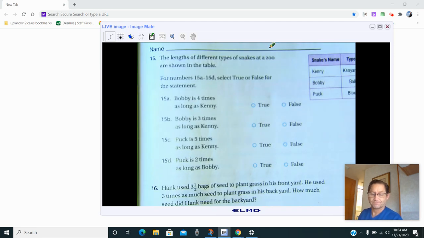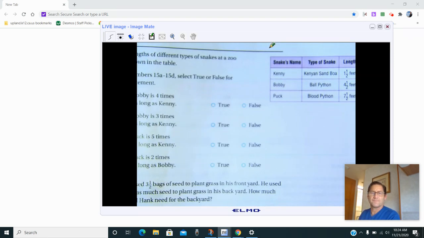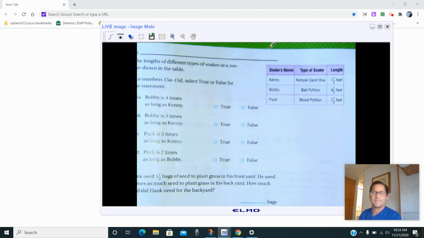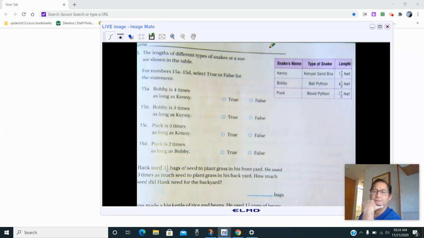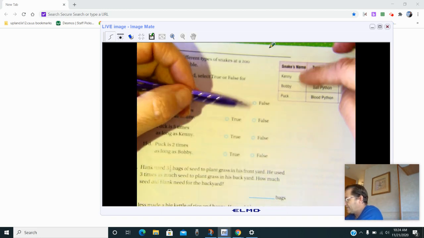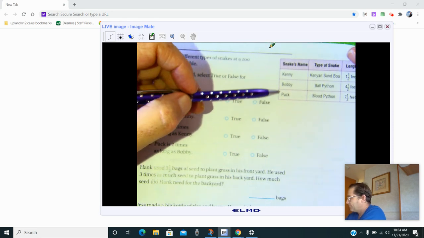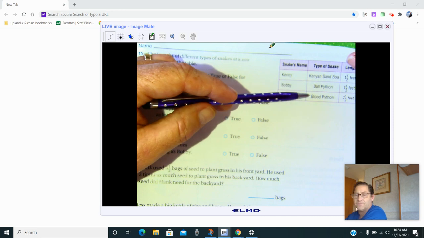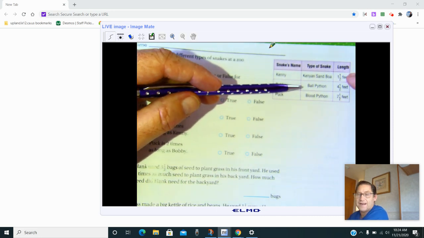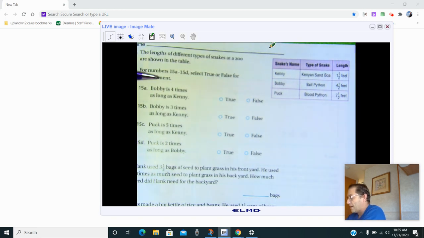15. The lengths of different types of snakes at a zoo are shown in the table. So we have 3 snakes. They are called Kenny, Bobby, and Puck. And the types of the snakes are a Kenyan sand boa, a ball python, and a blood python. And their lengths are 1.5 feet, 4.5 feet, and 7.5 feet. All right, so Bobby is 4 times as long as Kenny.